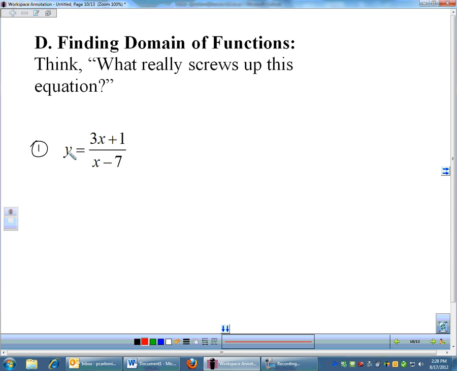So I'll look at this, and I'll look at my bottom, and I know that in a fraction, my denominator can never equal 0. So what I'll do to figure out my domain is I'm just going to set my denominator equal to 0, and I'll solve that equation. And I determined that 7 actually makes my bottom 0, so my domain is actually x cannot be 7, but it can be anything else.